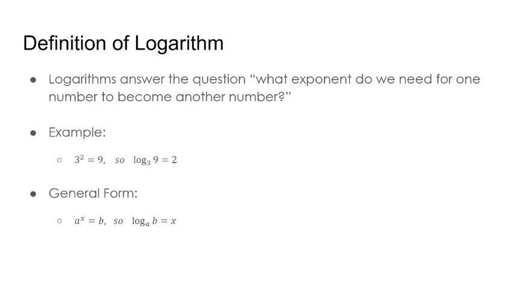So logarithms answer the question, what exponent do we need for one number to become another number? The example I gave is 3 squared equals 9, okay? Or in other words, you could say 3 to what power is 9? That one's pretty easy for us, but if we don't know that, we can use the idea of logs. Like I say, log base 3 of 9 is x, or in this case, it's 2, okay?